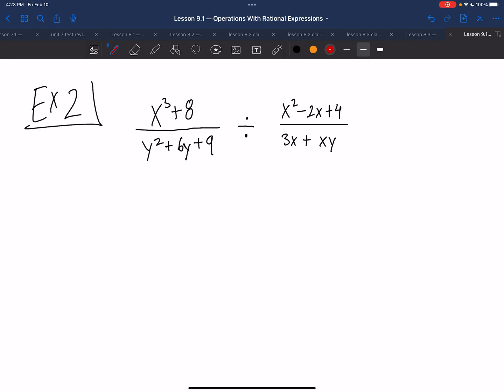And now we're just doing a division problem, but remember, to handle division of fractions, just use the keep, change, flip rule. We're going to keep the first fraction, x cubed plus 8 over y squared plus 6y plus 9. We're going to change it from division to multiplication. And then we're going to flip, meaning take the reciprocal of the other fraction. We're going to put 3x plus xy on top. And we're going to put x squared minus 2x plus 4 on bottom. And now we're back to a multiplication problem.